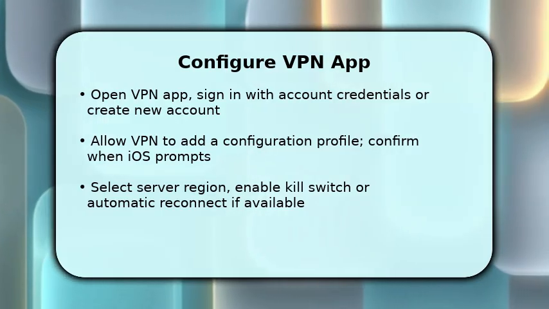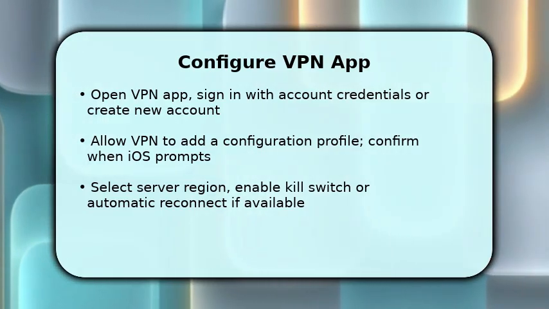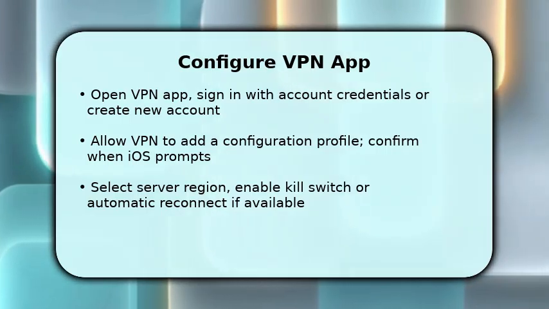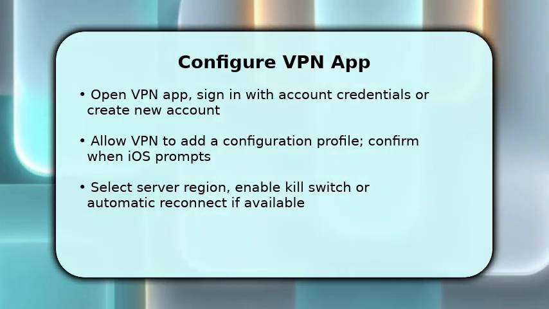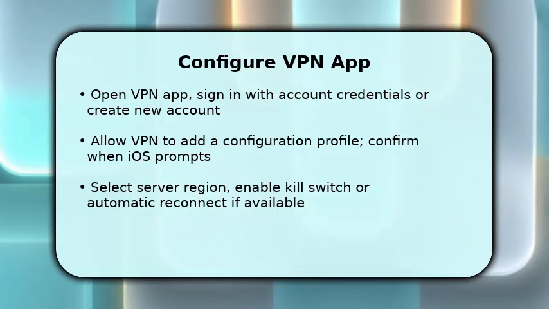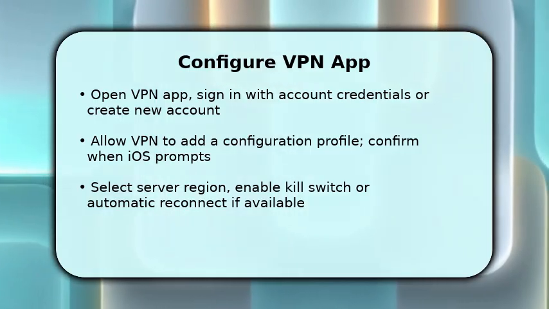Next, choose a server region based on speed or content access, and enable features like the kill switch or automatic reconnect for reliability. Make sure you understand any split tunneling options before applying.